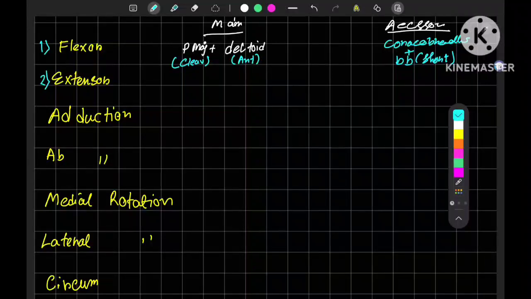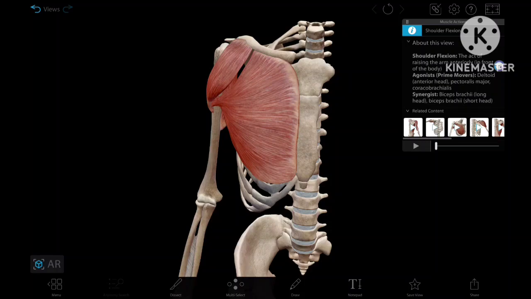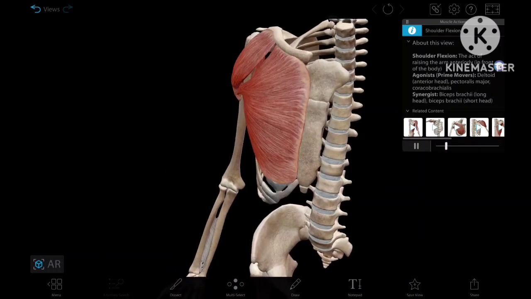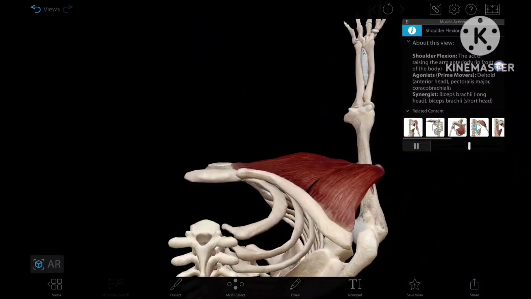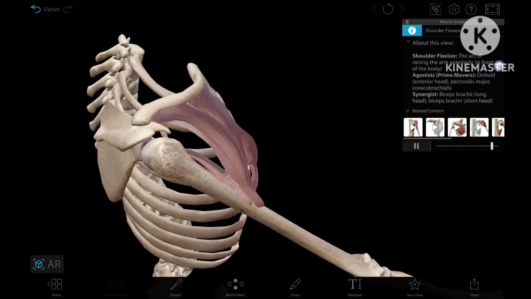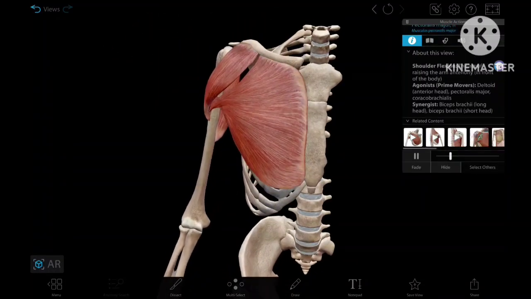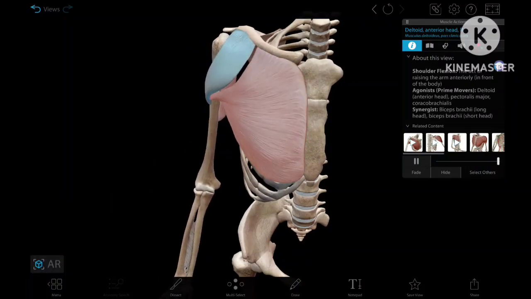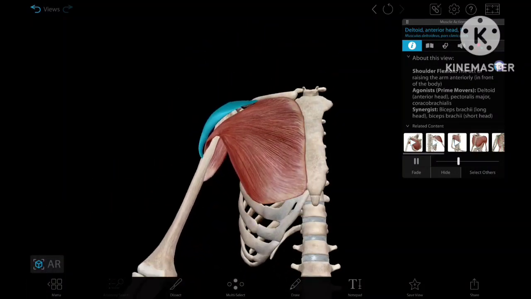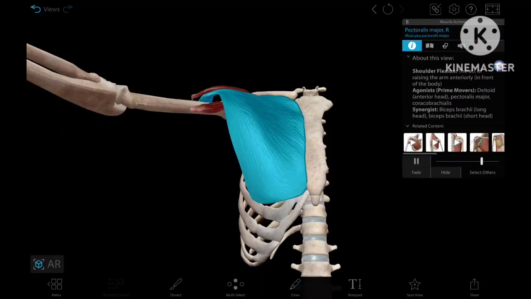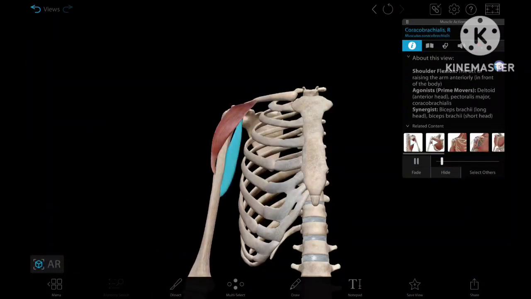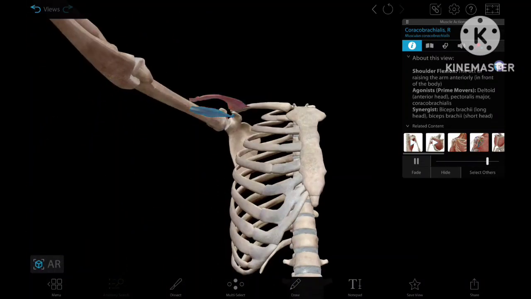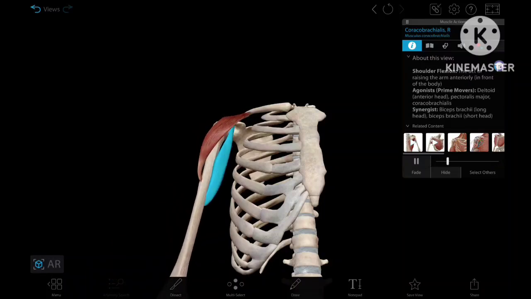Let me show you the movements first. This movement you can see. This is the flexion. The muscle responsible is the pectoralis major, and this is the deltoid, anterior fiber. The accessory muscles, let me remove this, are the coracobrachialis and also the short head of biceps brachii. And then the next one.